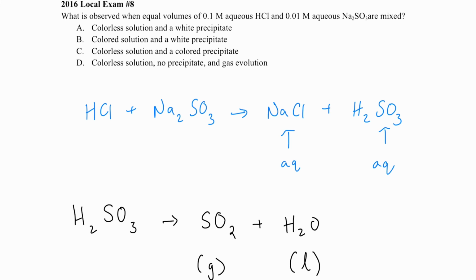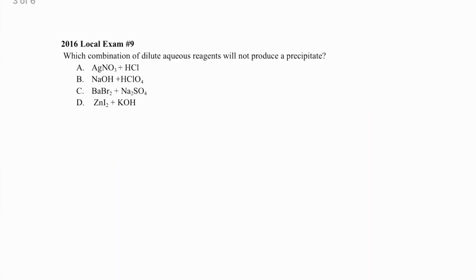Alright, let's look at the answer choices now. A, a colorless solution with a white precipitate. We don't have a precipitate here. We only have aqueous, gas, and liquid, so none of those are solids. B, colored solution with a white precipitate. We don't have a precipitate. C, colorless solution with a colored precipitate, no precipitate. So D, colorless solution, no precipitate, and a gas evolution. Remember, the gas evolution is the SO2 that we produce from the H2SO3. Okay, let's go on to question 9.